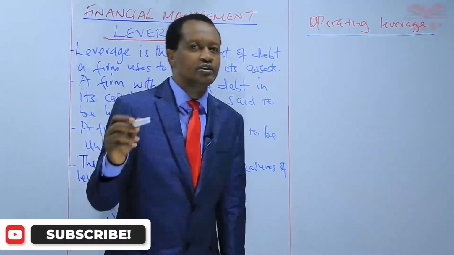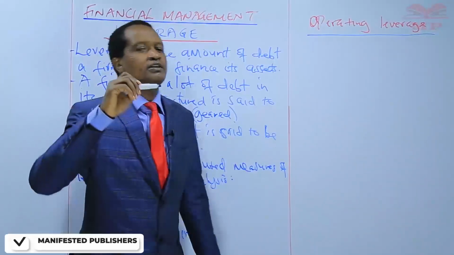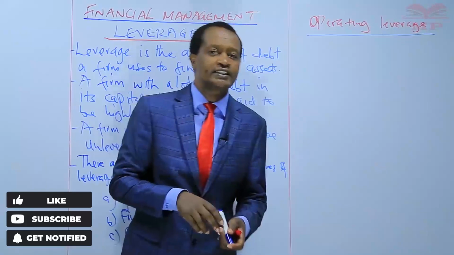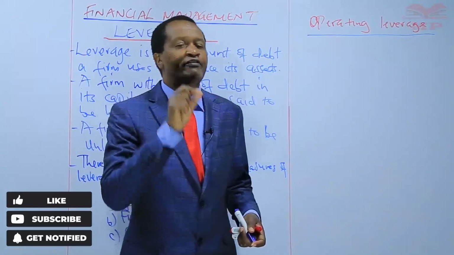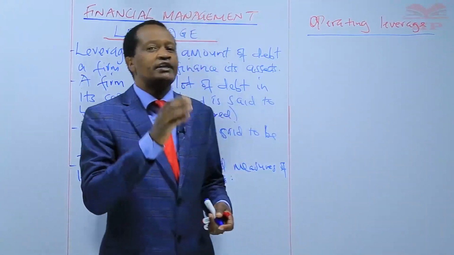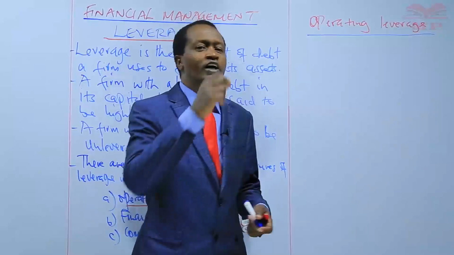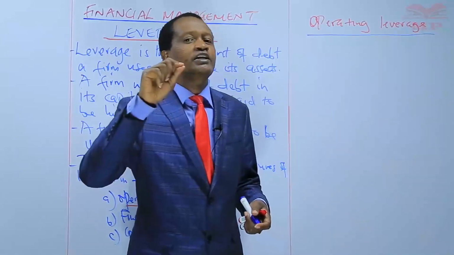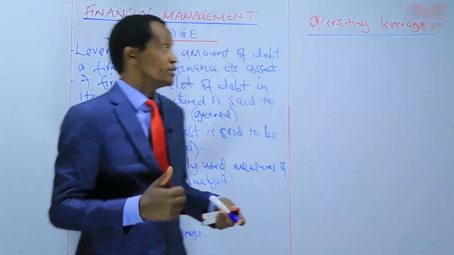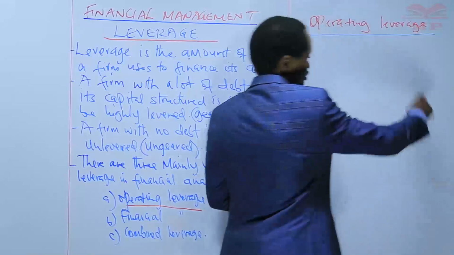Operating leverage may be defined as the employment of an asset with a fixed cost in the hope that sufficient revenue will be generated to cover all the fixed and variable costs. That is the meaning of operating leverage.